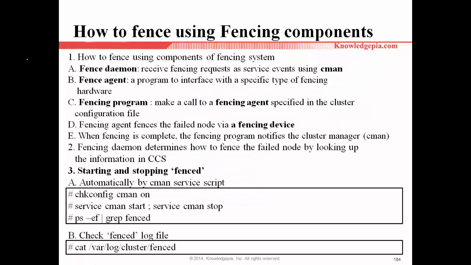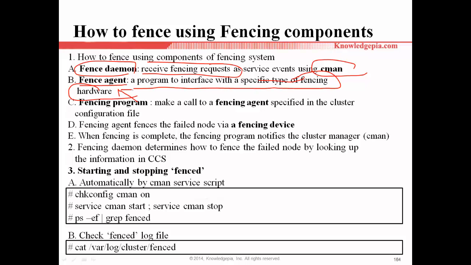How does fencing work using the fencing components? First, the fence daemon is the coordinator of the fencing system. The fence daemon will receive the fencing request as a service event from the CMAN cluster manager. The fencing agent is a program that interfaces with a specific type of fencing hardware, so according to your hardware, you have to install the appropriate fence agent. The fencing program will make a call to the fencing agent specified in the cluster configuration file.